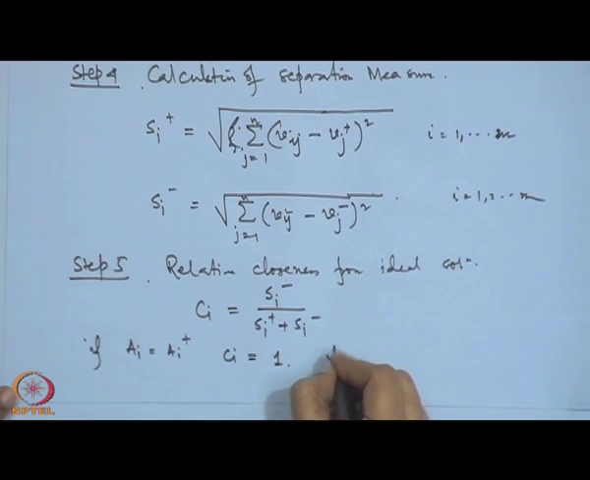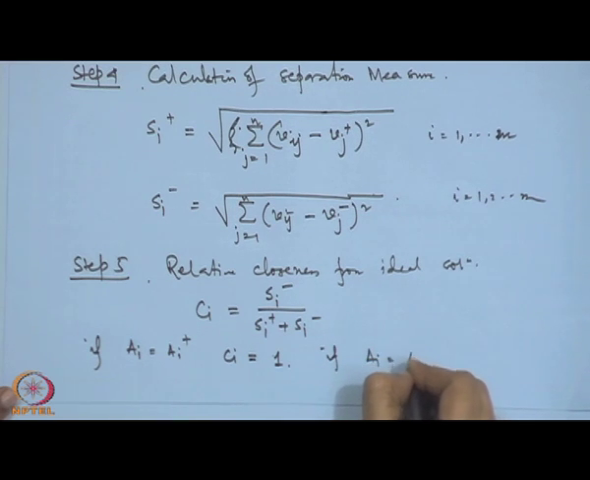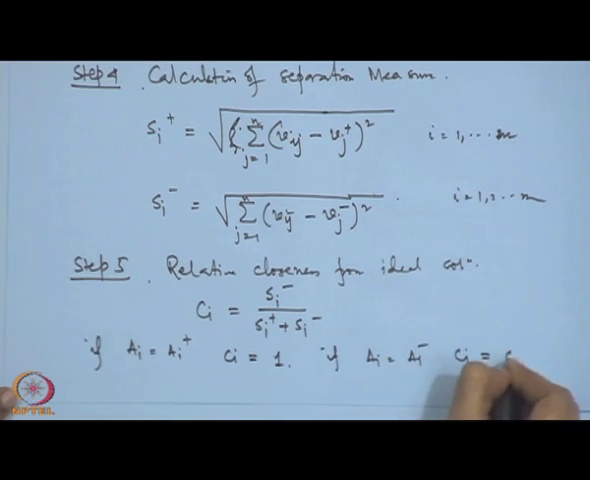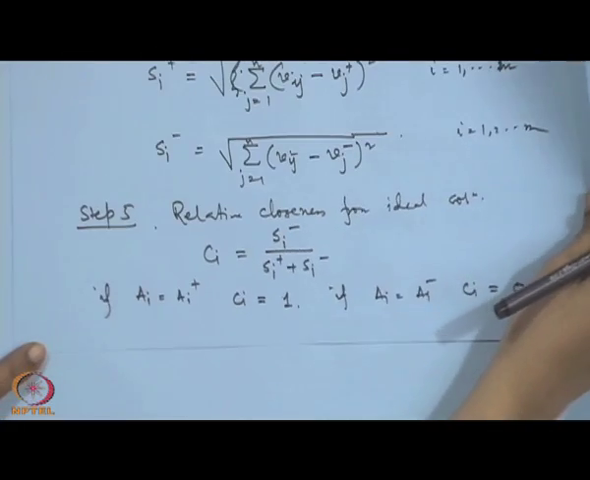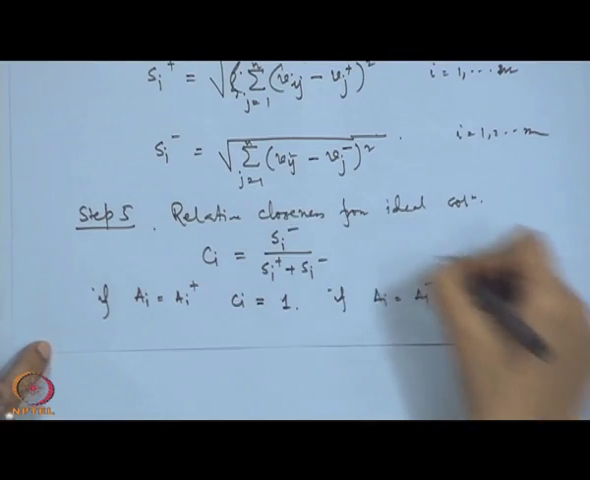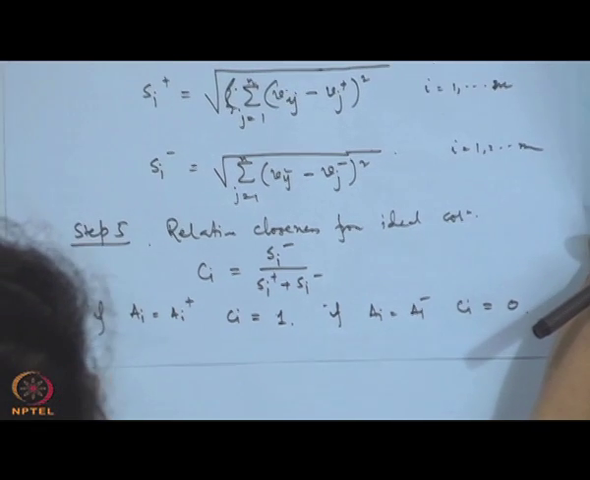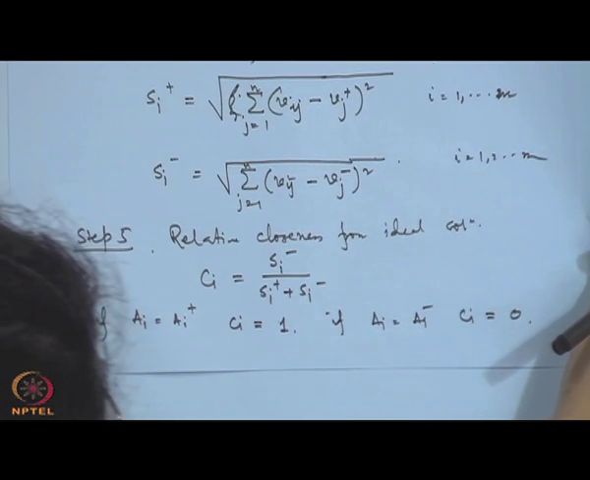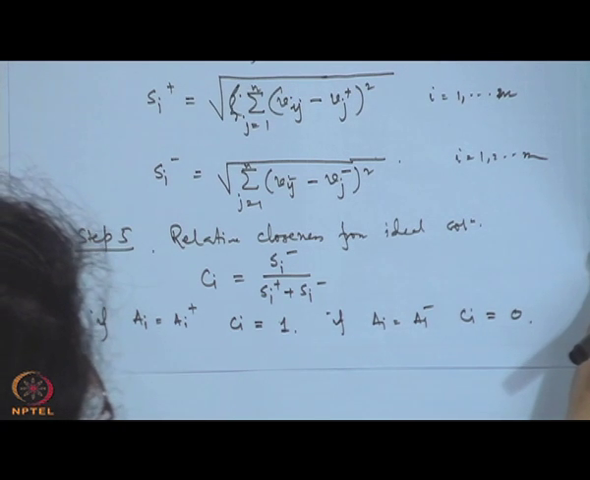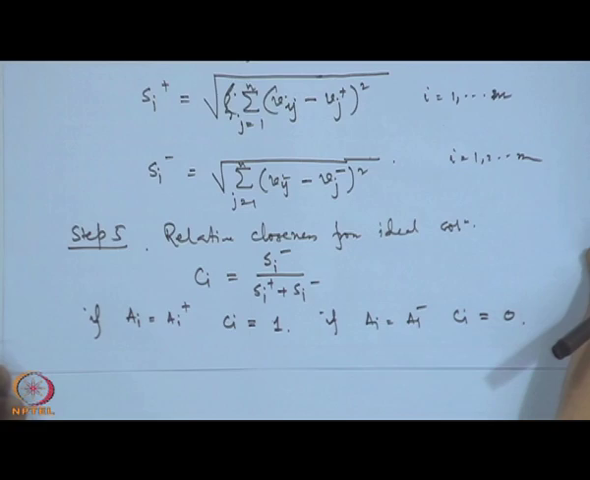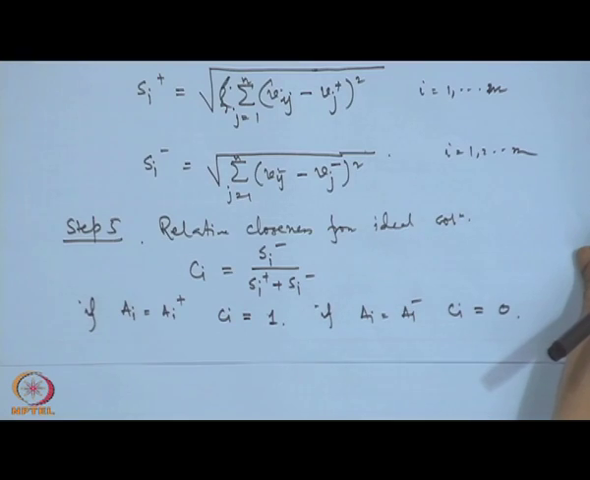Otherwise the value of Ci will be between 0 and 1. In this way we are calculating the closeness of the decision matrix with respect to the ideal solution. Once we are getting this value between 0 and 1, we try to maximize this value as always, and the corresponding alternative will be the solution. All right. That is all about the Topsis method.